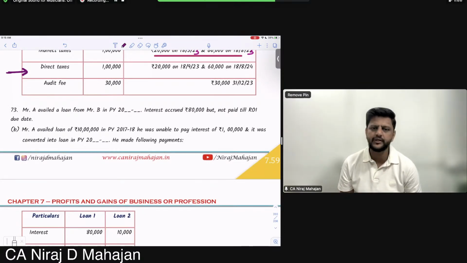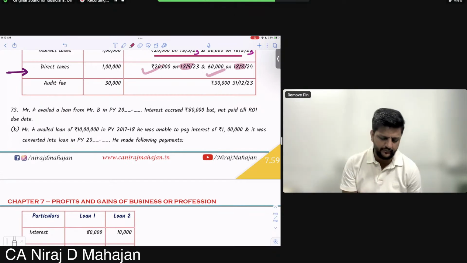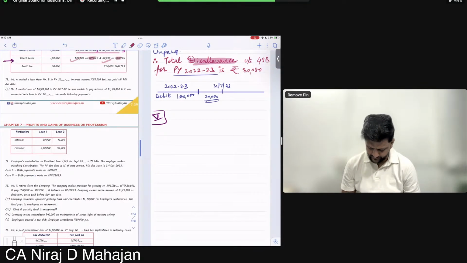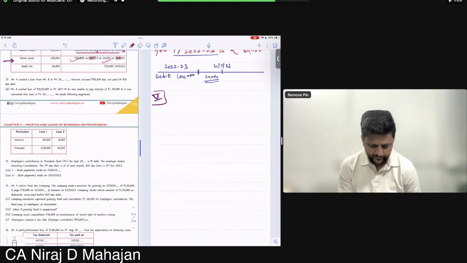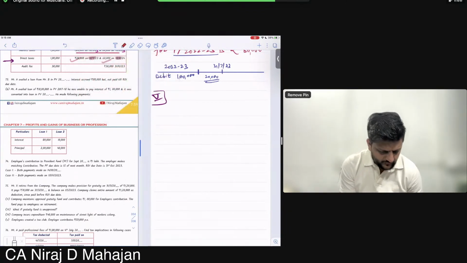So entire 1 lakh rupees will be disallowed. Why? Because nothing is paid up to ROI due date. Simple. 18 September 23, so for 23-24 we'll allow 20,000, and 18 August 24, that means for 24-25 we'll allow 60,000, and 20,000 still remaining balance. Correct, Leo? So entire rupees 1 lakh will be disallowed in the current year. All of you okay? Tell me, Indrajit. You were right actually.